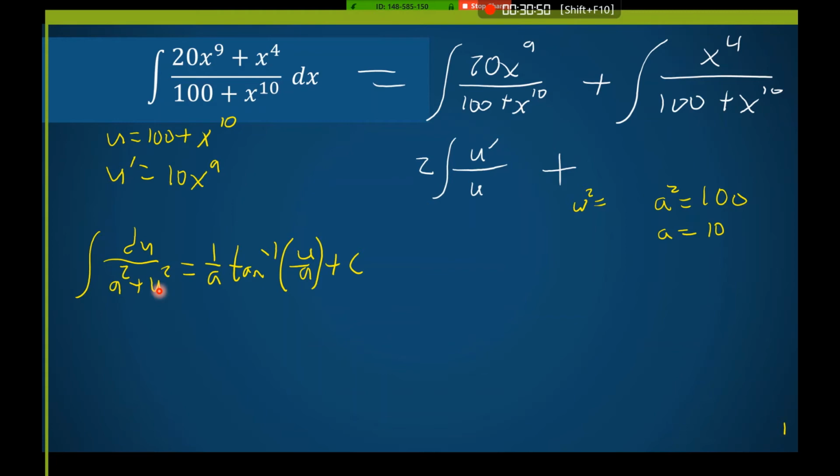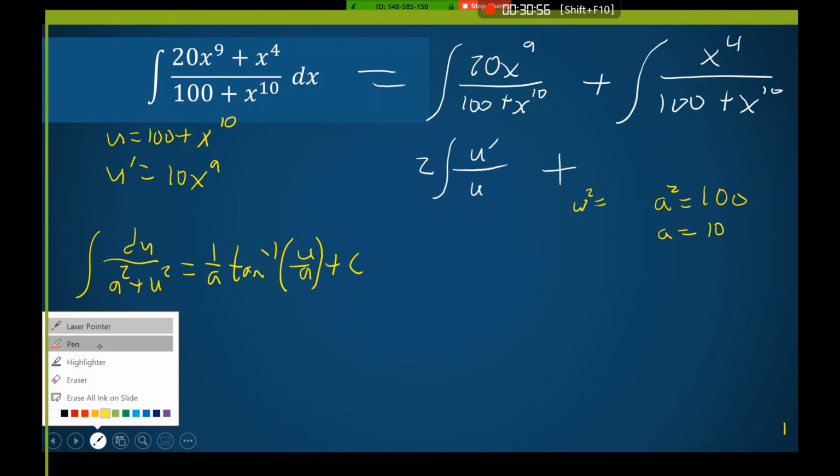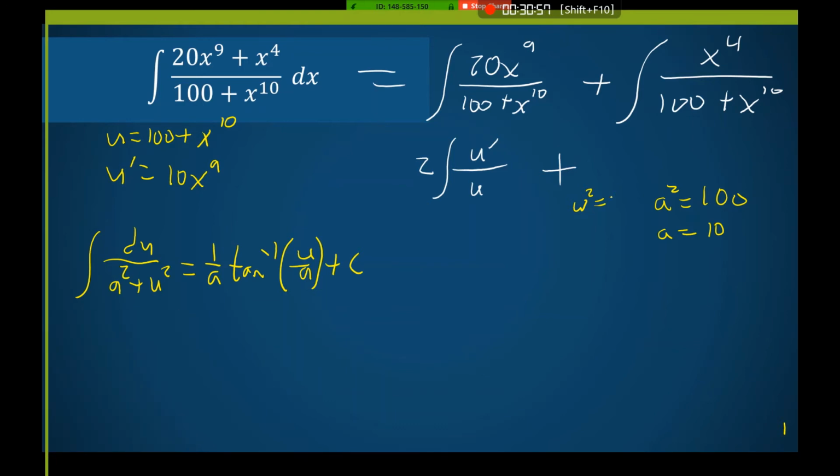Okay, looking for this part. U squared will be w squared for us. 5x to the power of 5. Close. My w squared is just going to be that whole term as is. So right now w squared is x to the 10th power.